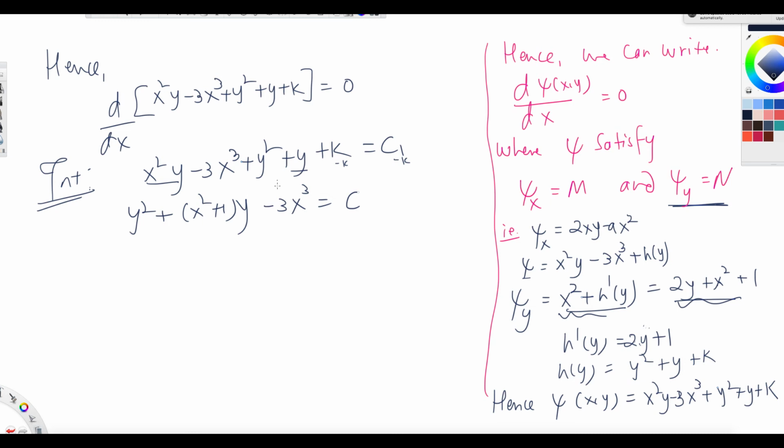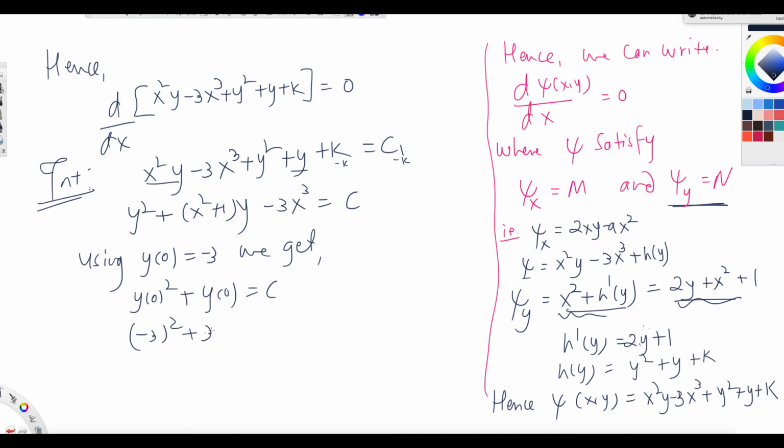Now we want to use the initial condition. What was the initial condition? y(0) equals -3. This was given, right? If y(0) is -3, then x is 0, so this will be 0, this will be 0. So you get y(0) squared, because y is a function of x, plus 0 plus y(0) equals c. That will be (-3) squared plus (-3) equals c.